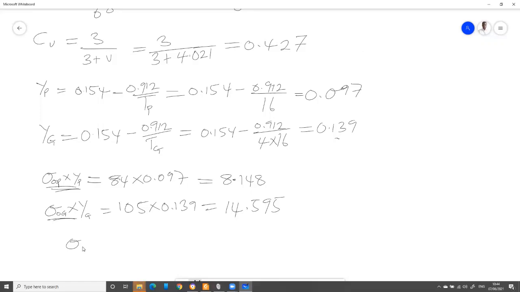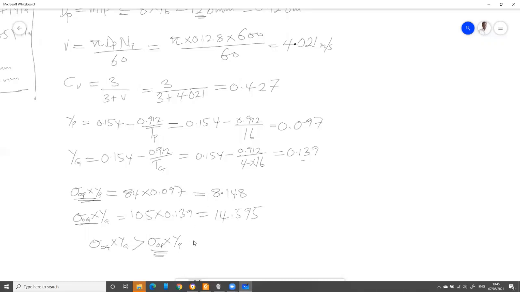So we can say that the product of sigma not G and Y G is greater than the product of sigma not P times this Y P. All right, so because of that, we can say that the pinion is the weaker element, okay? And if the pinion is the weaker element, we therefore have to design the system based on the pinion. Are we okay? So now that we are going to determine the power that this gear set can carry or can transmit, it should be based on the power that the pinion can transmit. Are we okay?